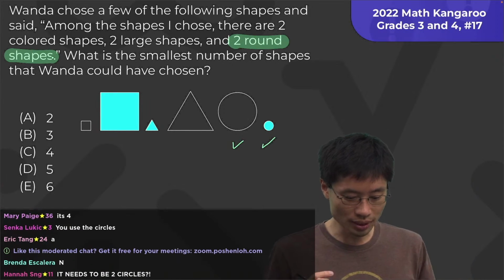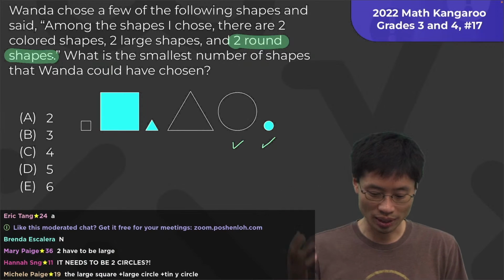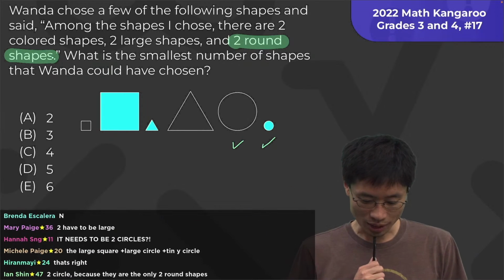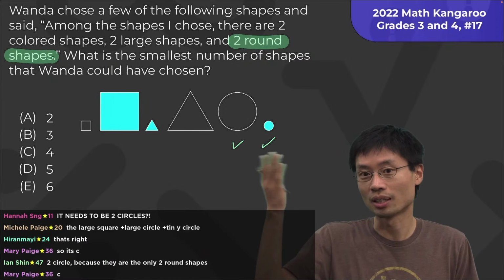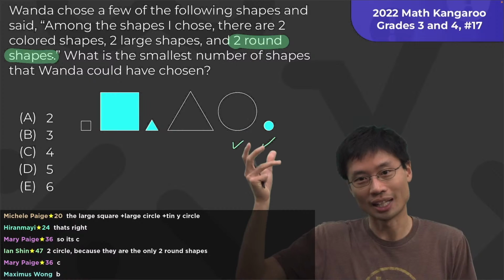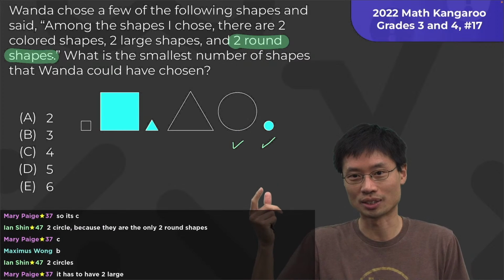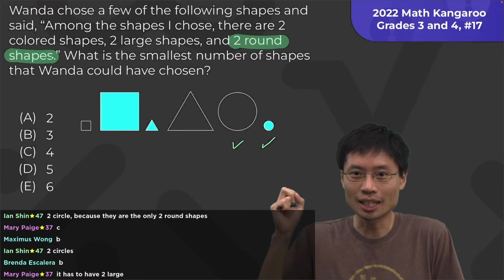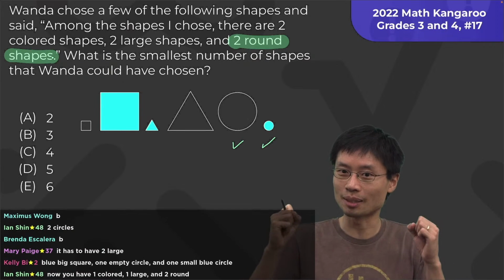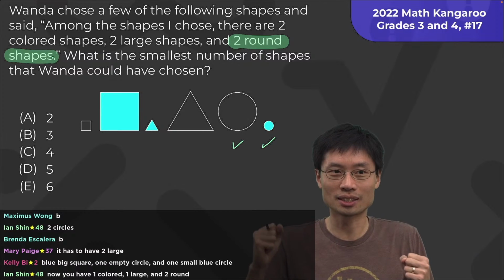So now I also need to get two colored shapes and two large shapes. Can I get away with that with just one more pick? That would be awesome. Because I see that I'm not done yet, right? If I just pick these two, I don't have two colored shapes. I don't have two large shapes. Does anyone see what I could pick? I see it already. What could I pick that will give me two large shapes and also two colored shapes? There's exactly one thing to pick.